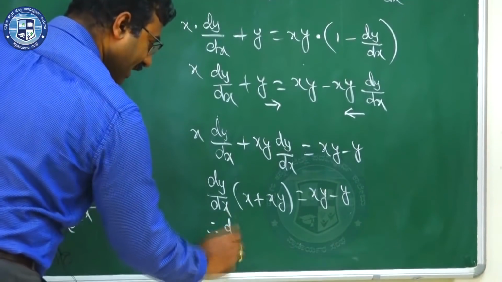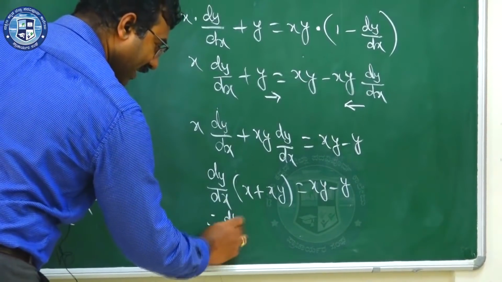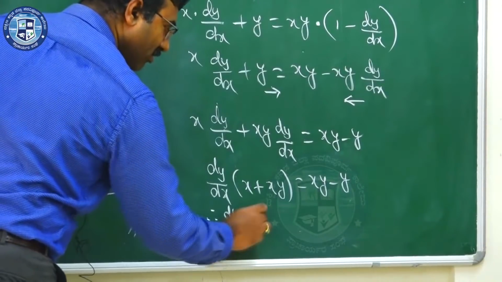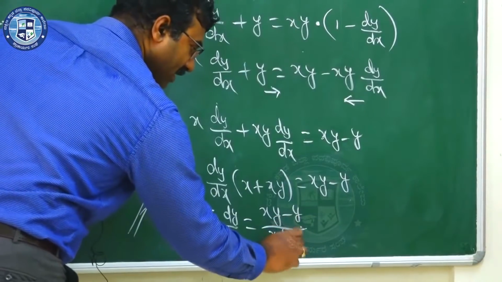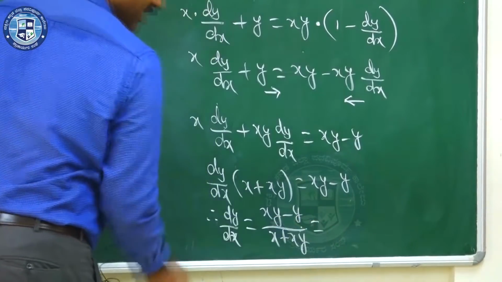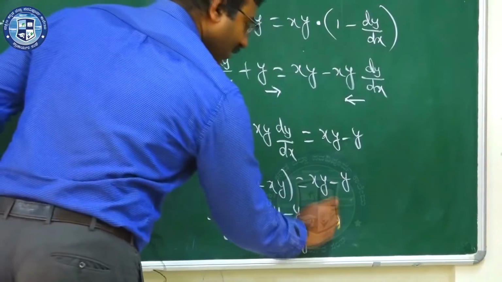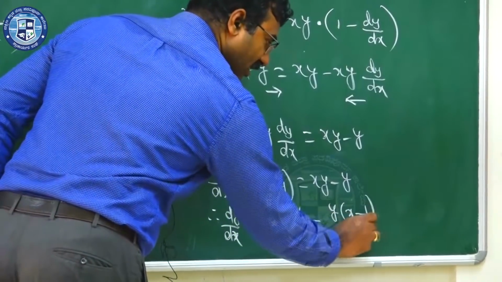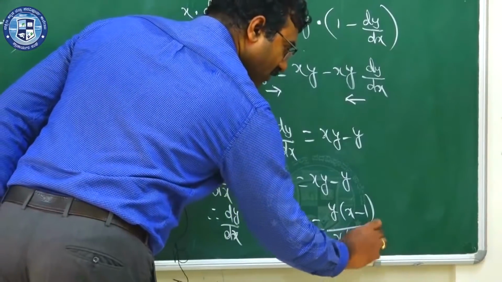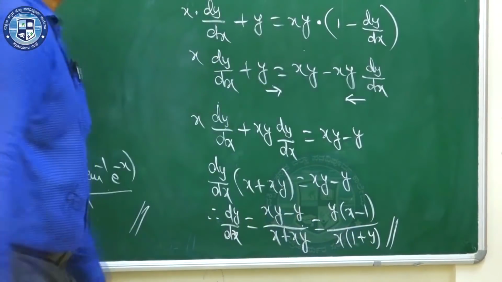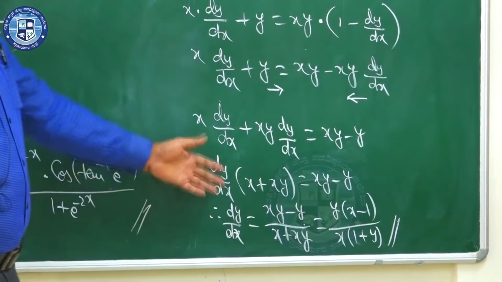dy by dx you take common, then you get x plus xy is equal to xy minus y. Therefore, dy by dx is equal to xy minus y divided by x plus xy. Here you take y common in the numerator, x minus 1. In the denominator you take x common, 1 plus y, right? This is what they asked us to prove, right? Hence proved.